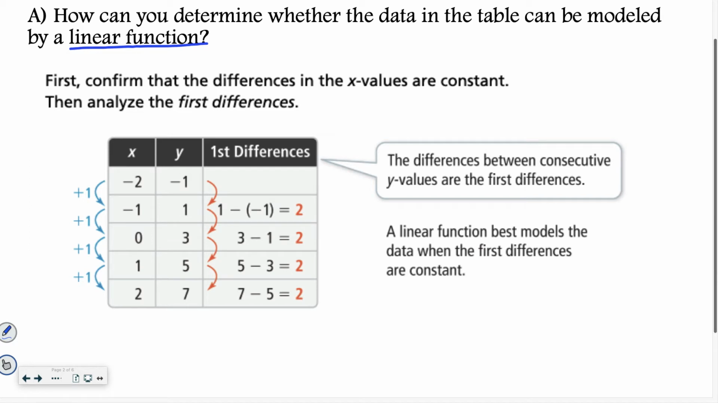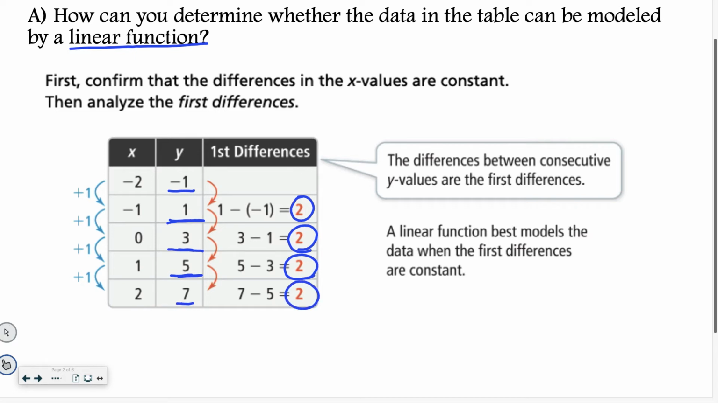So if I look at my first y value, I have a -1. And then going to my second y value, -1 to a +1, that's a change of 2. Going from a 1 to a 3, that's a change of 2. To go from a 3 to a 5, that's a change of 2. To go from a 5 to a 7, that's a change of 2.